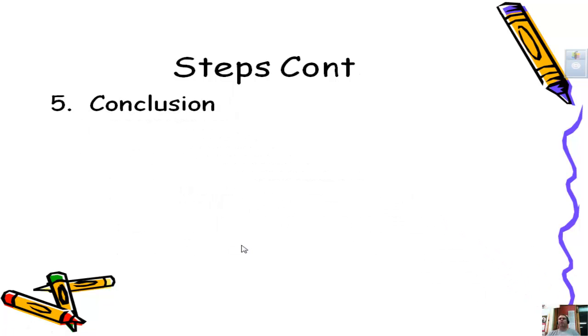Step number 5, that's your conclusion. Let's go back and revisit that hypothesis. You came up with an educated guess. After you did your experiment, does it support what you saw? Okay? Is your conclusion correct?